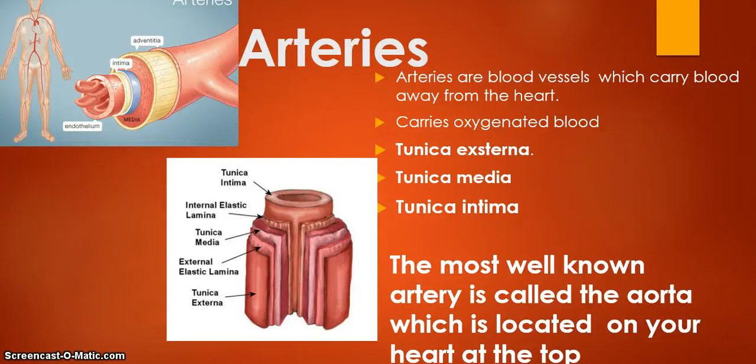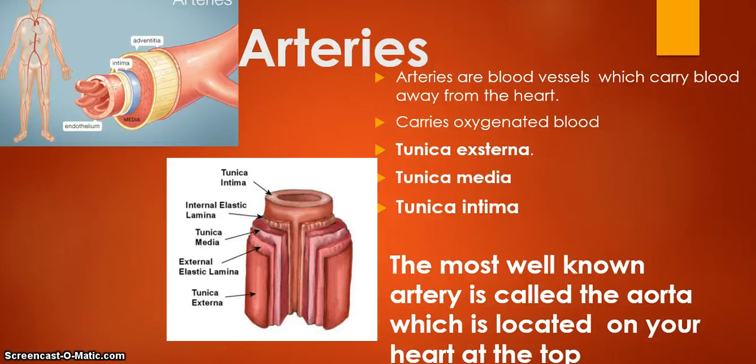Arteries. Arteries are blood vessels which carry blood away from the heart and carry oxygenated blood. Tunica externa. This is a strong outer layer of arteries. This then consists of connective tissues, collagen and elastic fibers.